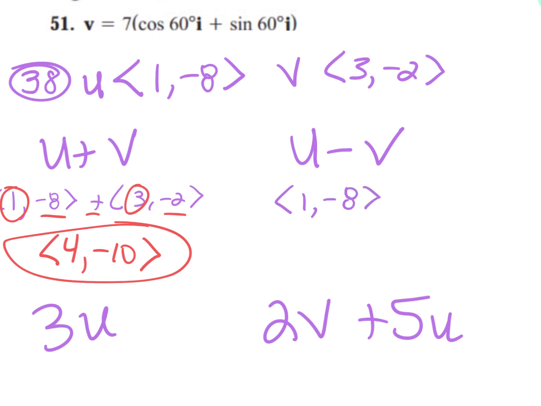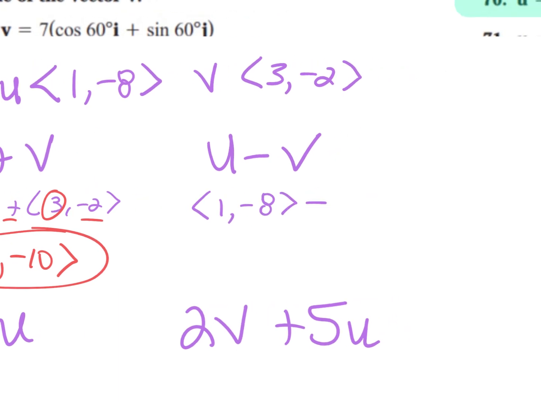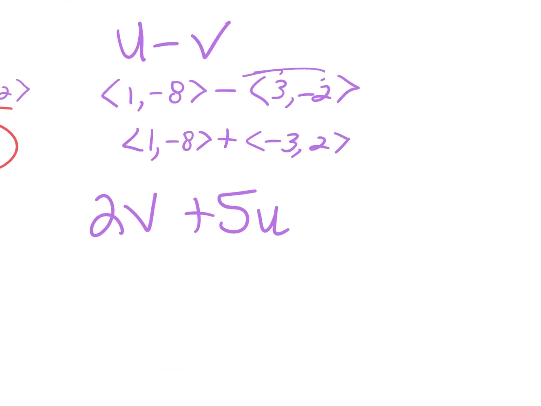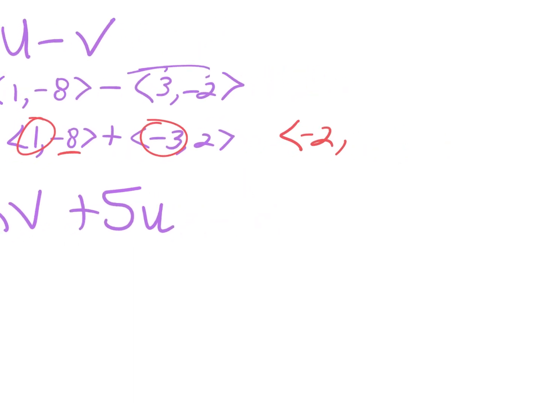If you have U minus V, it's the same thing as if you were adding and subtracting with parentheses. You have to make sure that you distribute that negative sign. You can do it however you would like. I personally like to distribute it right now so I don't have to think about it. I have 1 and -8, and then I'm going to say plus, and I'm going to distribute that negative sign. So it's -3 and +2. And now when we combine, you have first and first. What's 1 plus -3? -2. Then you have -8 plus 2 gives me -6.